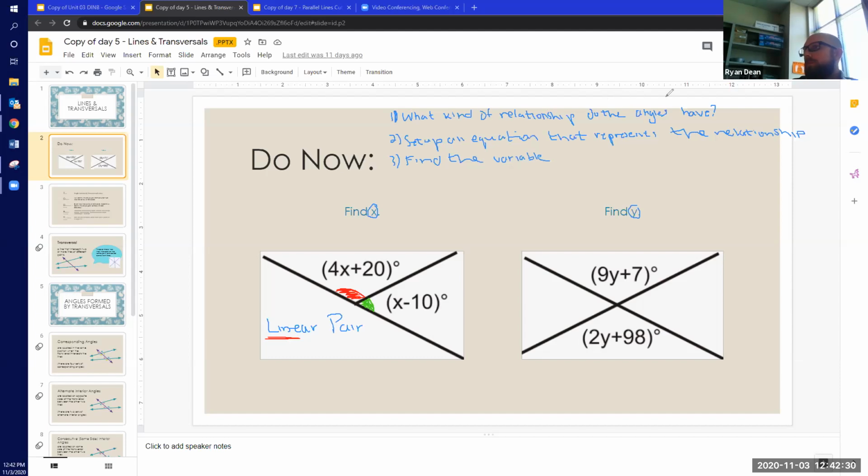So what we need to do is set up our equation so that it matches the definition of linear pair. We know that a line is 180 degrees. So when I combine these two angles together, they should equal 180 degrees. So our equation looks like this: 4x plus 20 plus x minus 10 equals 180. From this point, we're just solving an equation.